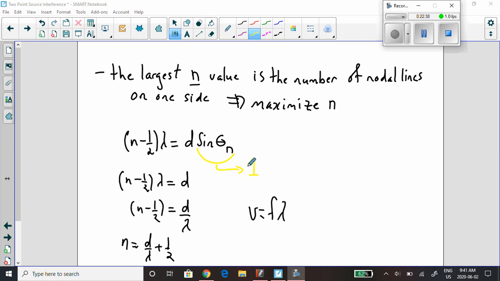Sine fluctuates between 0, -1, 0, +1. I think you all know the sine function. So I'm going to make that 1. So now I have (n minus a half) lambda is equal to d. And I rearrange this, and I have now a way of finding the largest possible n value for a particular interference pattern made by a wave of a certain wavelength and a known separation between the two sources of the wave.